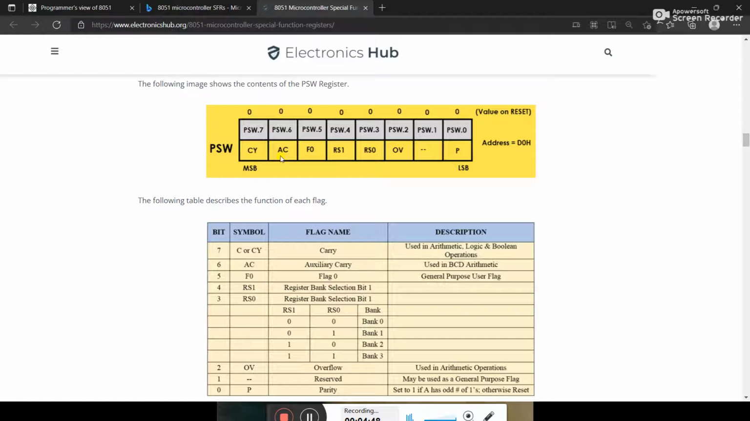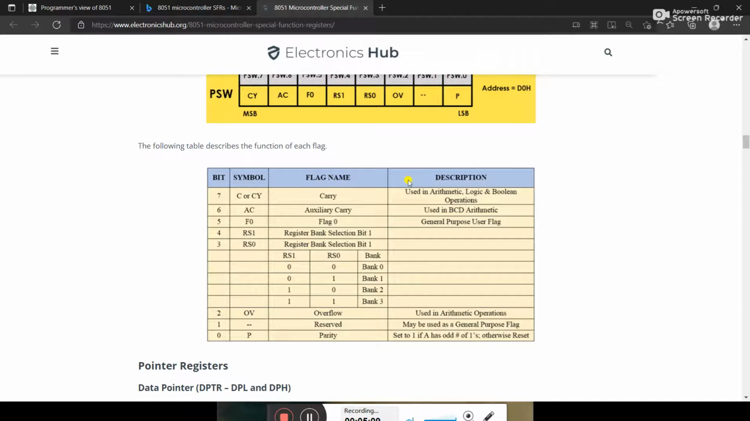Basically usable bits of the program status word, and the address of this program status word is D0, and on reset all the values of this program status word are 00000. So these are some values, and here is the complete table of this.